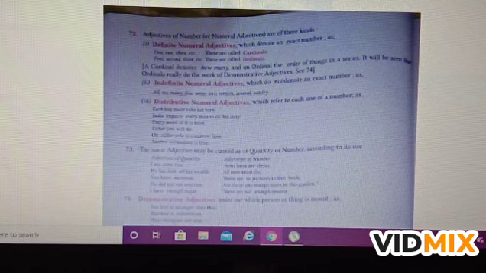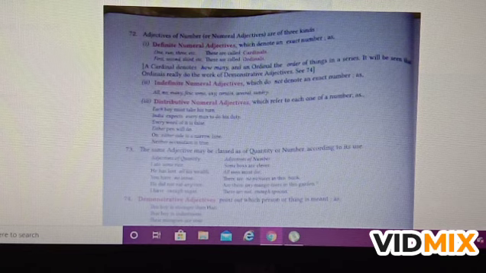But in case of indefinite numeral adjective, which do not denote an exact number, like I can say there are many birds in the terrace. I am saying many. So the number is not known to me. It is indefinite. Maybe there are 10, maybe there are 20, maybe there are 5. I don't know the exact number, but I am specifying it with the word many.